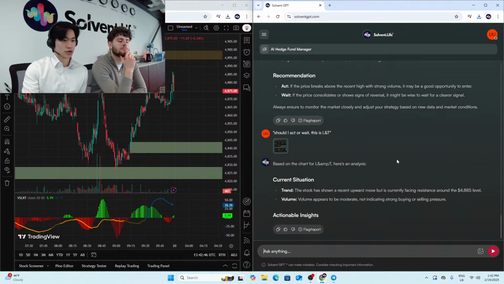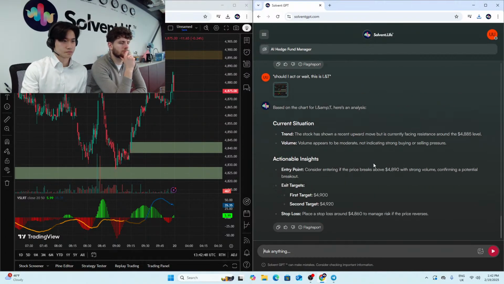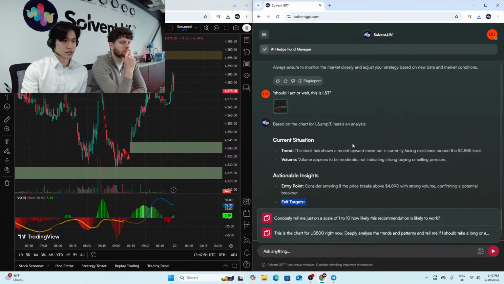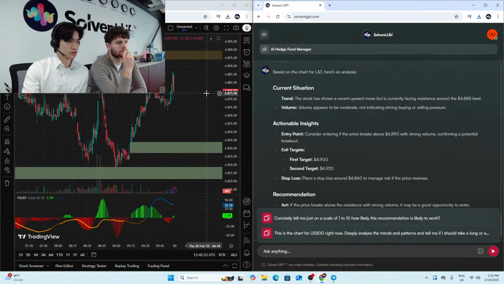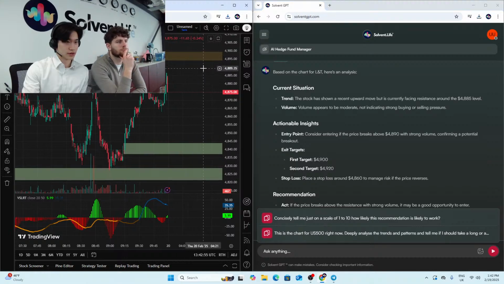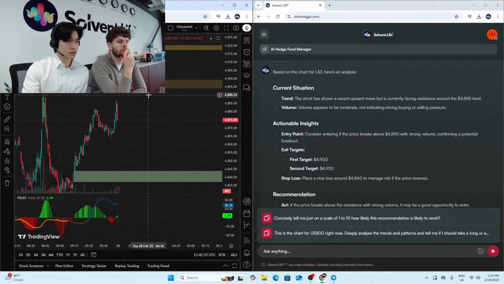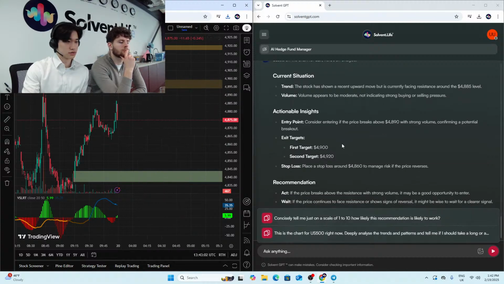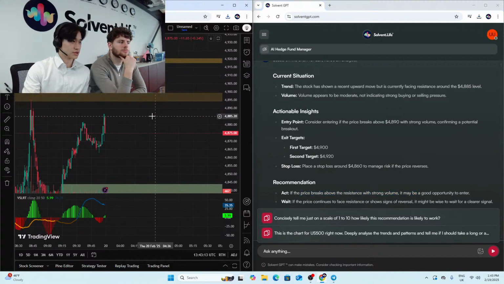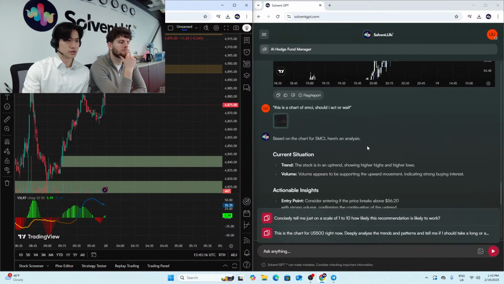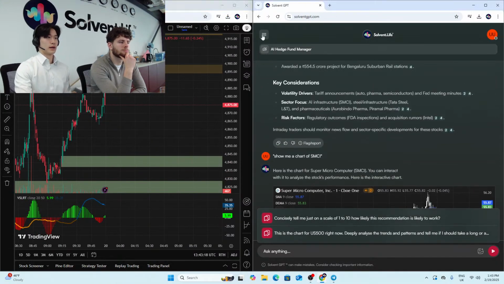Okay, based on the chart, it says consider entering 4890, which is up here, and exit here. Okay. Even if we do act, it does recommend that we just wait until it breaks above the resistance. So, this is another one that we can move on from.